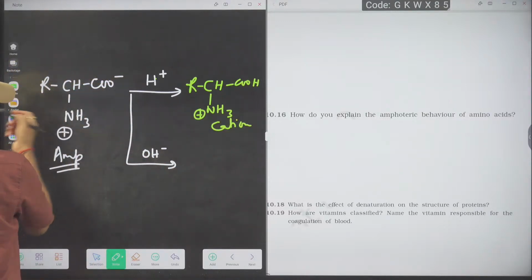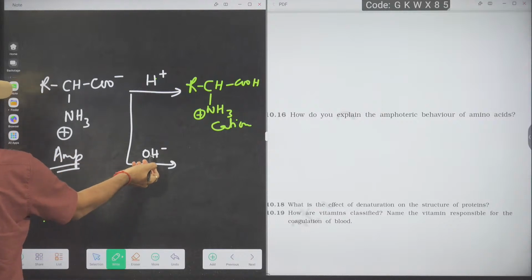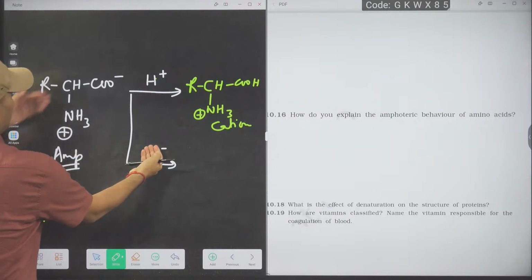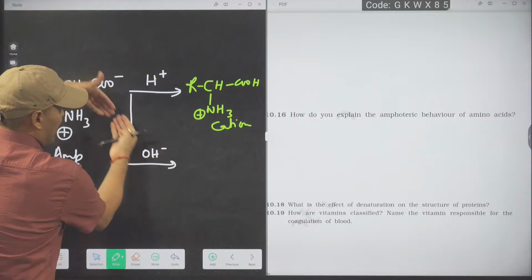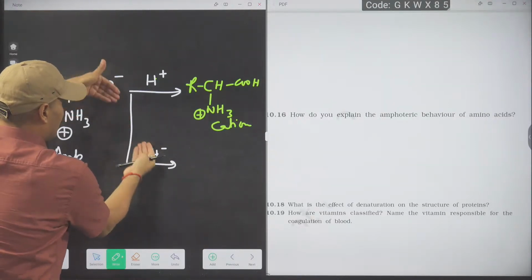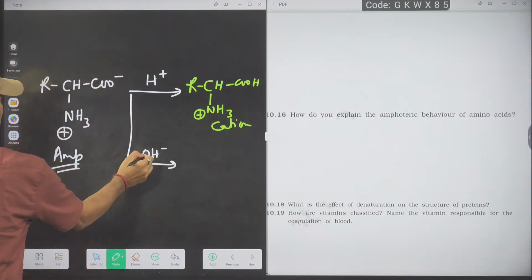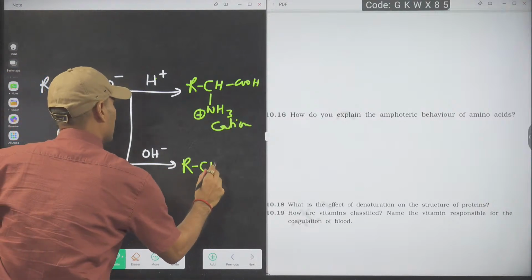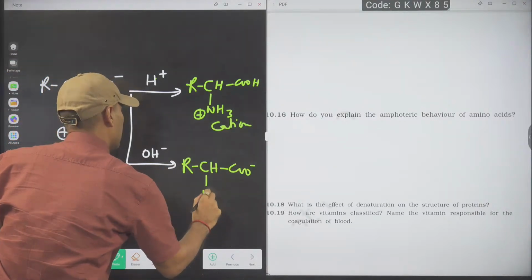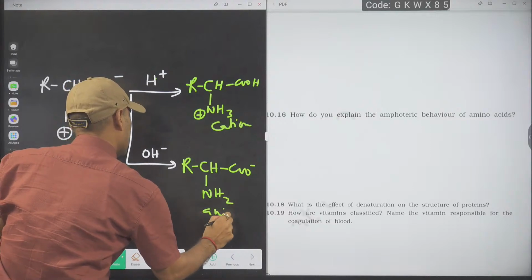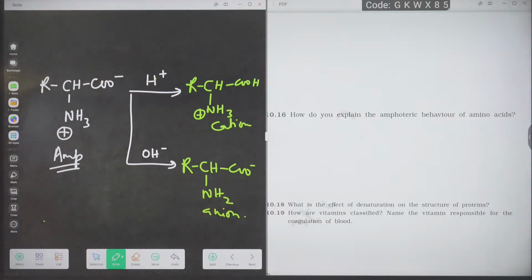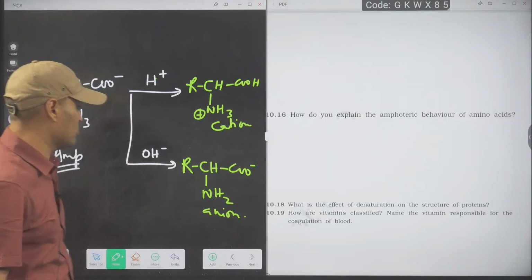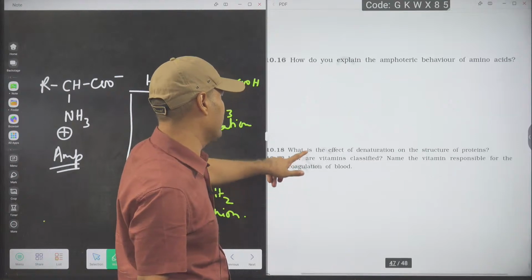Okay, what will happen when I put OH minus? Very simple, sir. OH minus will take H plus. This will not connect, right? Minus minus, same charge. Will they connect? No. OH minus will take H plus. So you will get this one, an anion. So what do you see from here? That it is reacting with acid also, it is reacting with base also. That's why it is amphoteric.